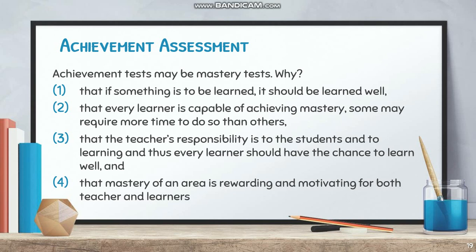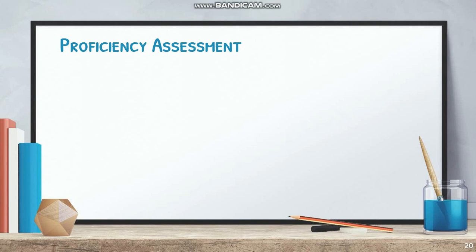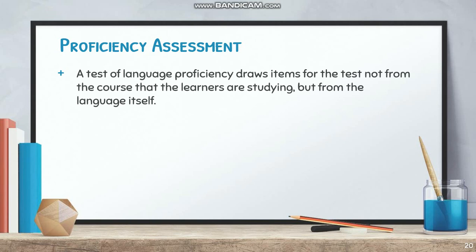High achievement scores generally indicate that a level of mastery of grade level material has been reached. And the last test is called proficiency assessment. A test of language proficiency draws items for the test not from the course that the learners are studying, but from the language itself. So you can see the difference between proficiency and achievement tests from our previous discussions. Well, a proficiency test is coming from the language itself. An achievement test is coming from the course.